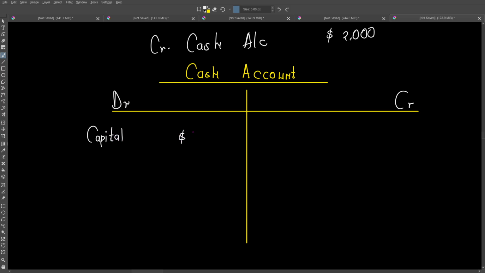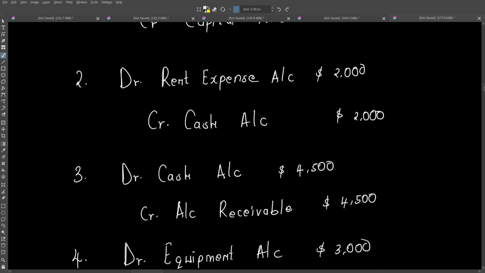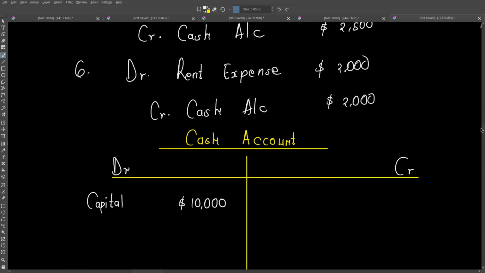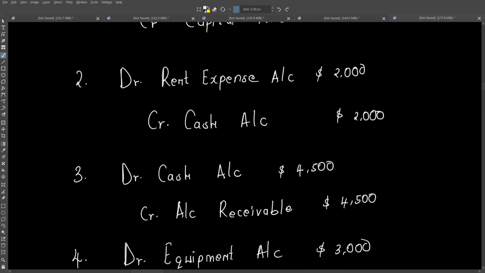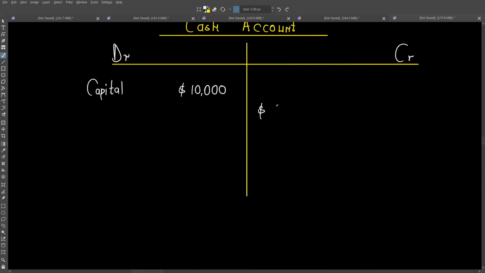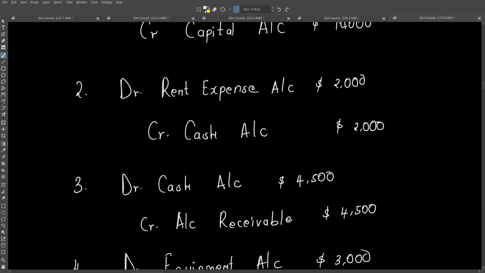Here we have 10,000. Then the next transaction, we had a credit of cash because of paying rent. How many dollars was it? This was $2,000. This is rent expense. Now let's go to the next. Remember, this is now a credit.